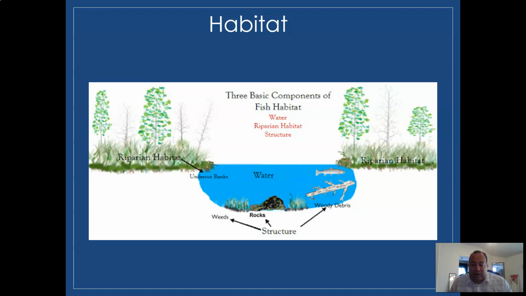And then the last one is structure. So on the bottom there, it shows structure in terms of rocks and woody debris and weeds. But basically, the things that fish will need in terms of cover or in terms of plants to eat or in terms of places to lay their eggs and places for them to bed down at night, that's what we're talking about in terms of structure. So those are the 3 basic components of fish habitat, but there's much more to it.